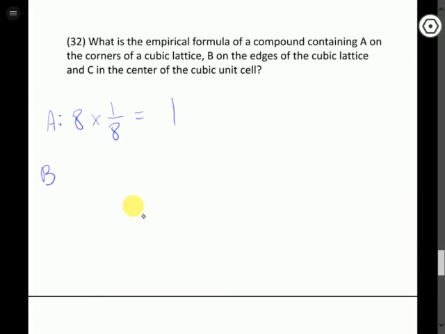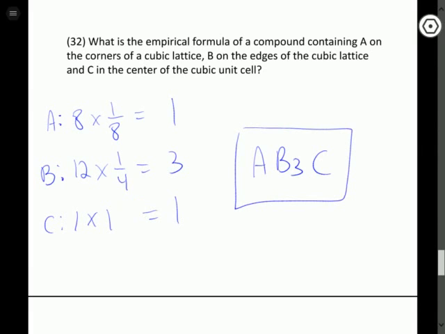For B, we have B is on the edges of a cubic lattice, so there are 12 edges in a cube, and then each of those is going to be shared by 4 adjacent unit cells. So there's going to be 3 B's if they're just on the edges. And then C is in the center, so there's only 1 center position, and it counts as a full atom because it's not shared between unit cells. So we have 1 C. So that means our empirical formula is A, B3, C, and we can't reduce this down any more than that.